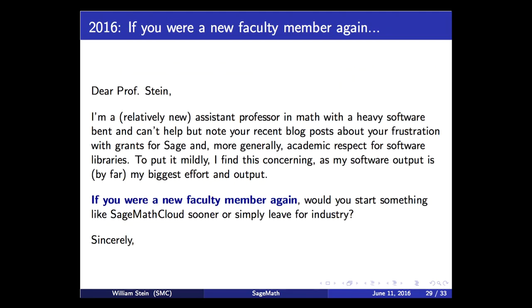So very recently I got an email from somebody. "Dear Professor Stein, I'm a relatively new assistant professor in math with a heavy software bent, and I can't help but note your recent frustration about academic respect for software libraries. To put it mildly, I find this concerning, as my software output is by far my biggest effort and output. If you were a new faculty member again, would you start something like SageMath Cloud sooner or simply leave for industry?" And, it's a dangerous question to get.